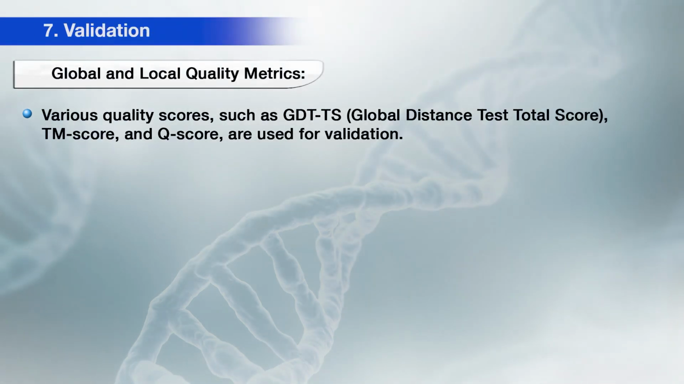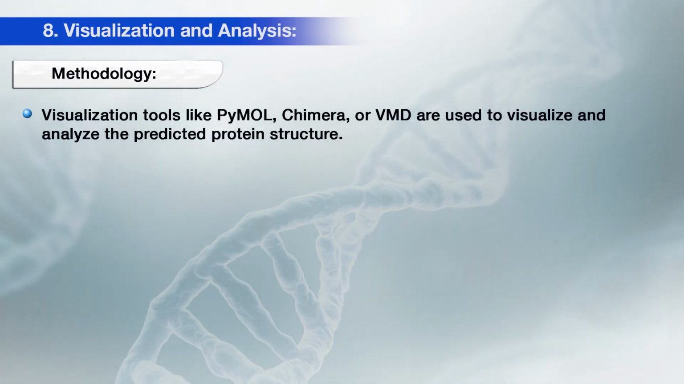Global and local quality metrics. Various quality scores such as GDT-TS, global distance test total score, TM score, and Q score are also used for validation. For understanding the visualization and analysis under the pipeline of protein modeling, the methodology used may be visualization tools like PyMol, Chimera or VMD, which are used to visualize and analyze the predicted protein structures.